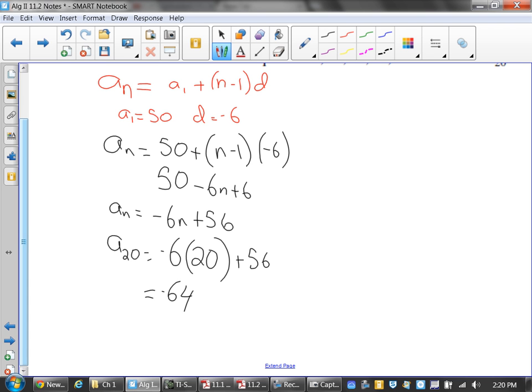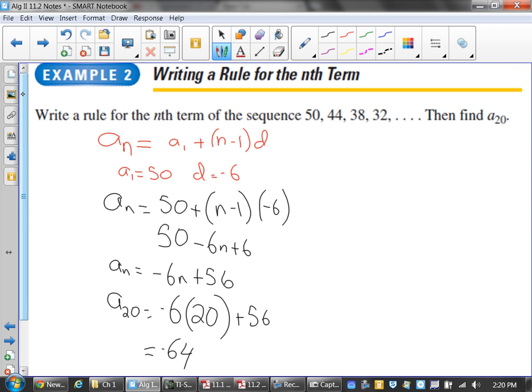If we know we're looking for a sub 20, could we, from the beginning, instead of finding the arithmetic sequence rule, just plug it in along with the rest? Instead of doing a sub n equals 50 plus n minus 1 times -6 and finding that first, couldn't we just do 20 minus 1 times -6 and go from there, with a couple less steps?